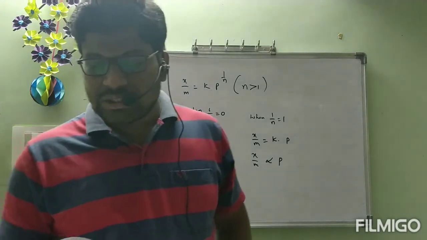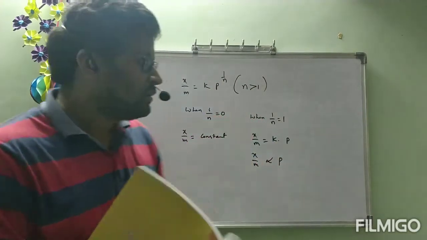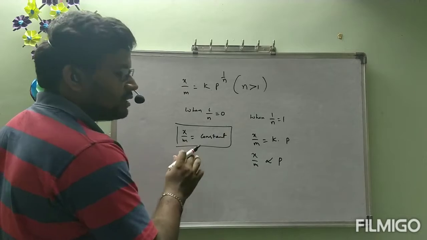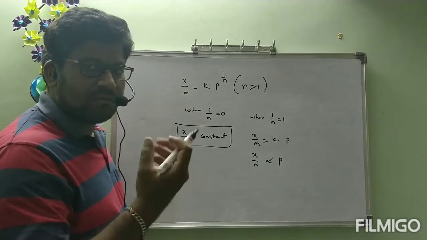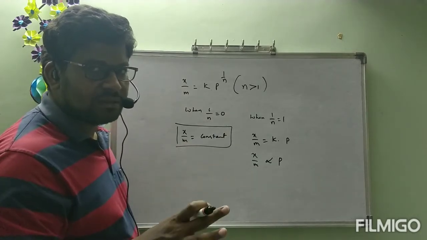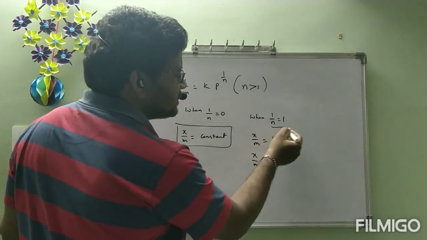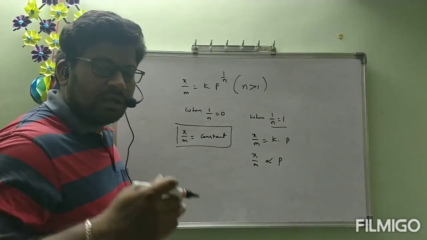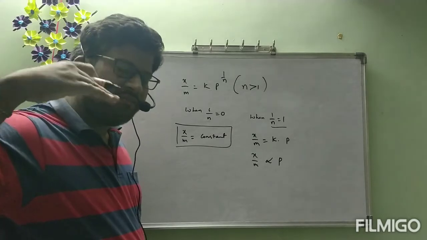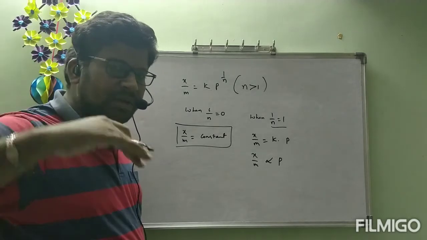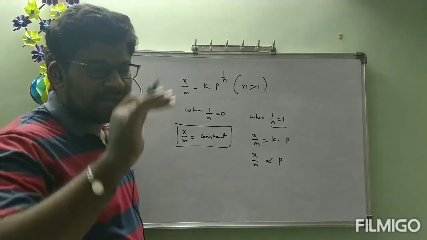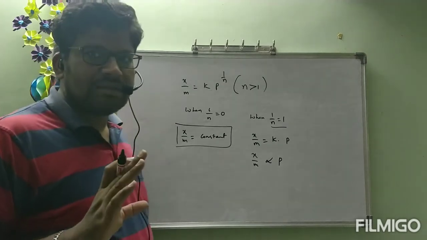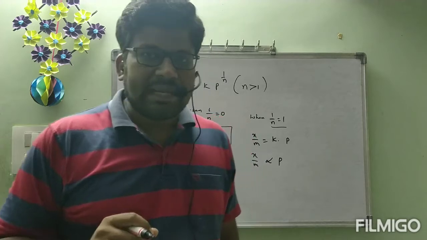When we take these two conditions, when 1 by n is equal to 0, x by m is not dependent on pressure. So the Freundlich adsorption isotherm fails. Next, when 1 by n is equal to 1, x by m is directly proportional to p. But if we continuously increase the pressure, x by m will not keep increasing. Up to some extent it will increase and then it will reach the saturation level. At that condition, further adsorption will not take place.